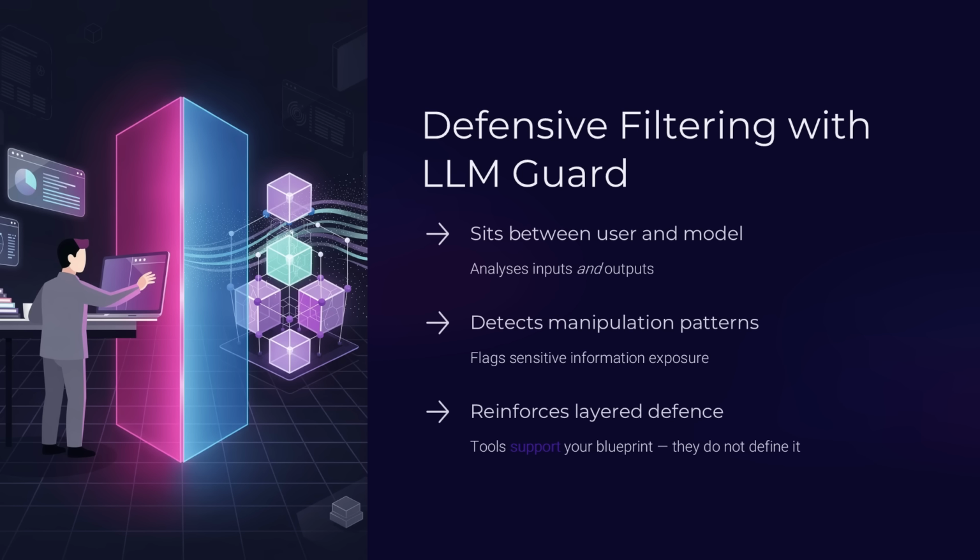LLM Guard provides mechanisms to analyze and filter inputs and outputs for generative artificial intelligence systems. It can detect patterns associated with prompt manipulation, malicious content, or sensitive information exposure. From an architecture perspective, such tools sit between the user and the model, and between the model and the user. They reinforce layered defense. However, no single tool replaces architectural discipline. Tools support your blueprint. They do not define it.